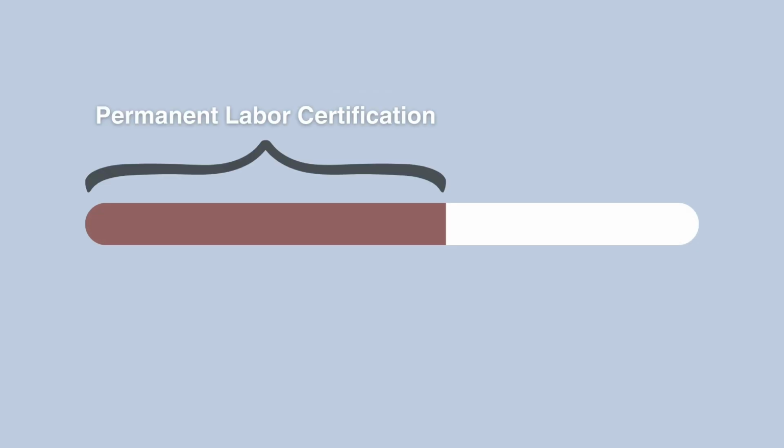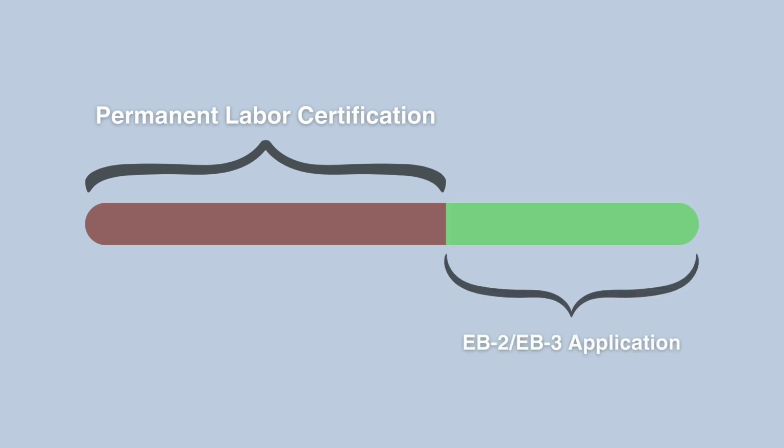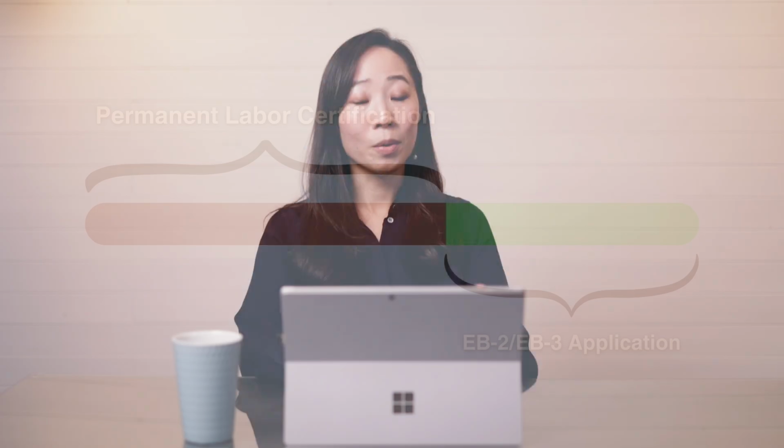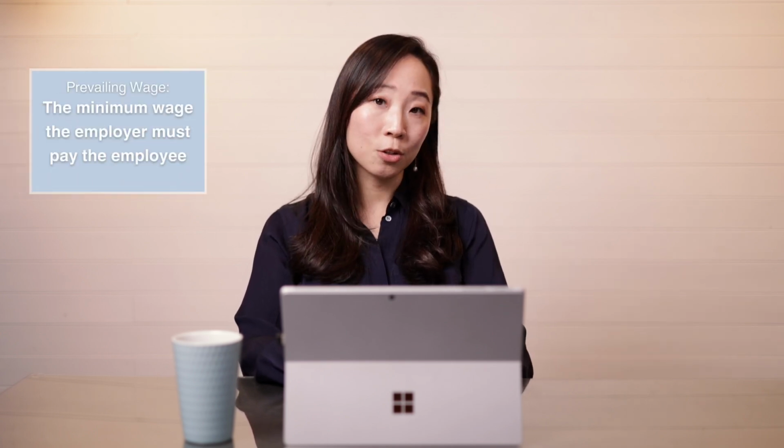The PERM process is the first step when you file a labor cert, and the labor certification is for an EB2 or EB3 green card case for employment. So these are cases that require an employer sponsor. And you have to go through the Department of Labor and get a prevailing wage for your position.